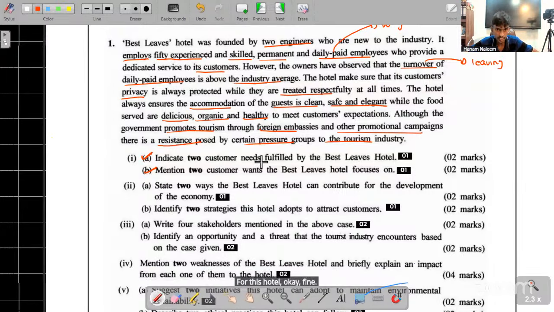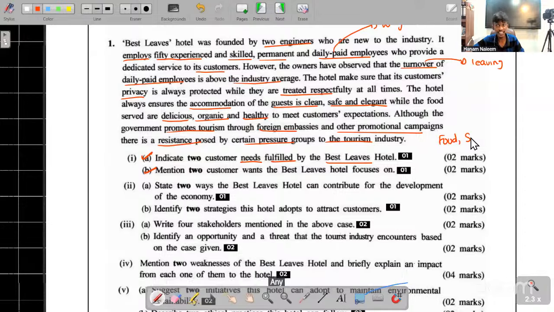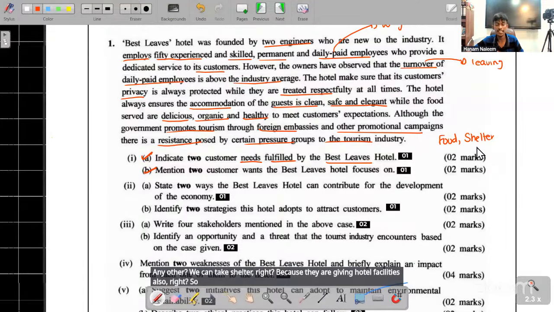So indicate two customer needs fulfilled by Best Leaves Hotel. What do you all say? What are the two customer needs they are fulfilling? Yes, hotel, so obviously we can say food. Any other? We can take shelter, right? Because they are giving hotel facilities also, right? So food and shelter, we can take.